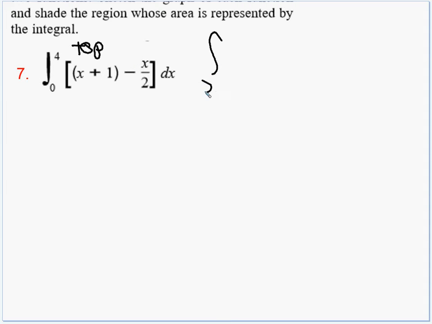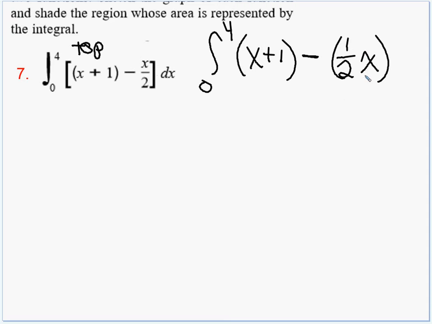So I'm going to do a little rewrite on here. We got 0 to 4. And our x plus 1, that is the top function. And then we are minusing, I'm just going to rewrite this x over 2 as 1/2 x. There we go. So our top function is the x plus 1. Our bottom function is the 1/2 x.